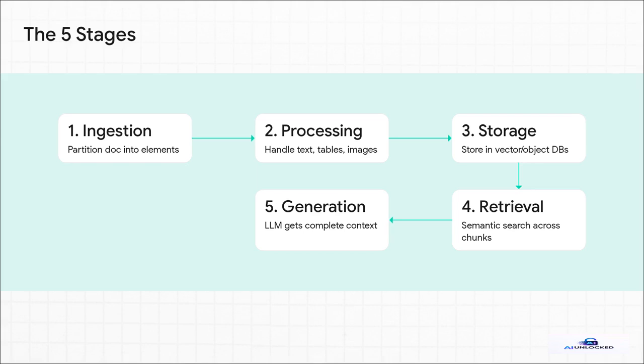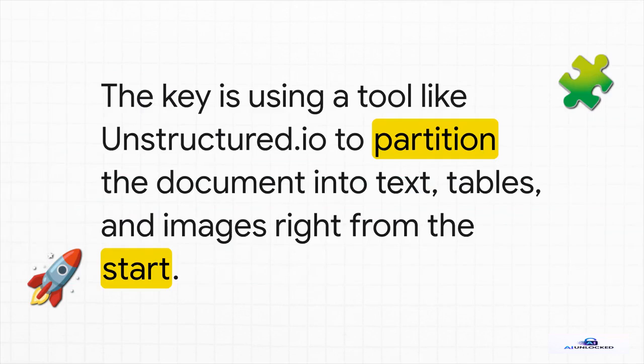But I want you to remember one thing from this whole process. The absolute key, the thing that makes this entire pipeline work, is that very first step, partitioning. You need a smart tool, something like unstructured.io, that can intelligently break down the document into its core components, text, tables, and images right from the get-go. Get that wrong, and the whole thing falls apart.